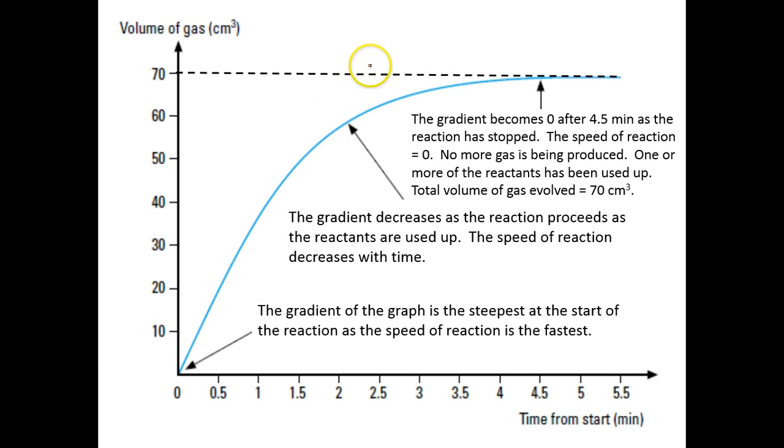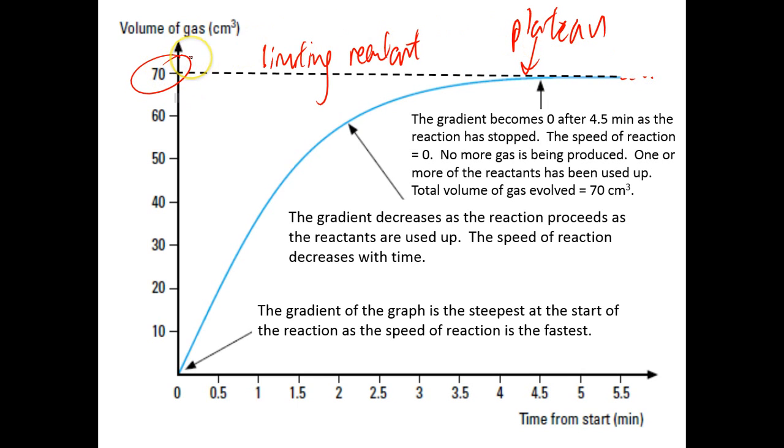Eventually you see that it becomes flat. This is a plateau. Why does it become flat? Because the reactants have been used up. Once one of the reactants has been used up, we call it the limiting reactant. If you recall, limiting reactant. So once the limiting reactant is used up, the reaction stops, no more gas is produced, and we have a flat line or a plateau. In this case, this flat line corresponds to 70 cm cube of gas.